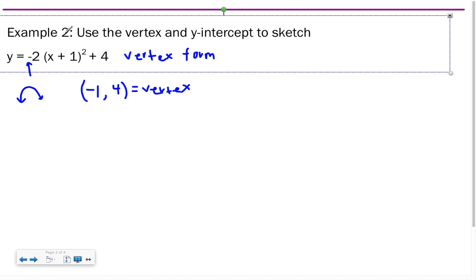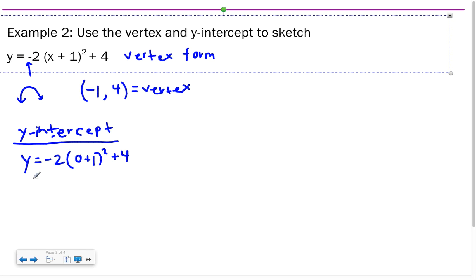When it's in vertex form, we don't have to do any work to find the coordinates of the vertex. We have to do a little bit of work, however, to find the y-intercept, but the method is exactly the same. So like I said before, when you find the y-intercept, what you're going to do is set x equal to 0 and solve for y. So we've got y equals -2 times (0 plus 1) squared plus 4. So I've got y equals -2 plus 4, which is 2. So our y-intercept is occurring at (0, 2).